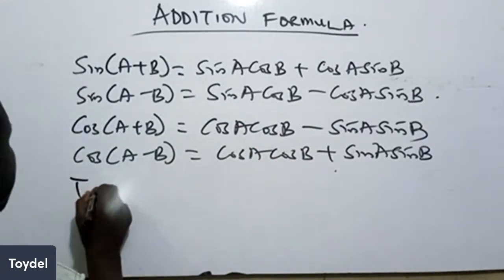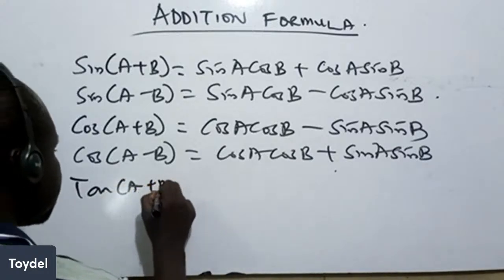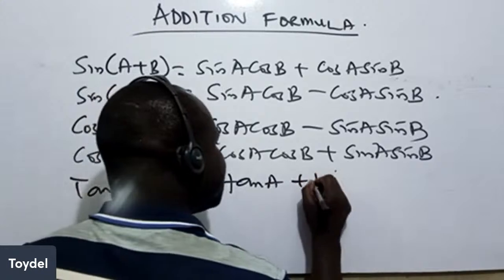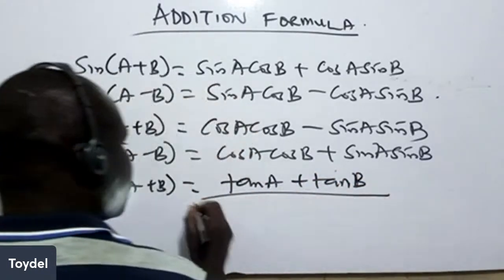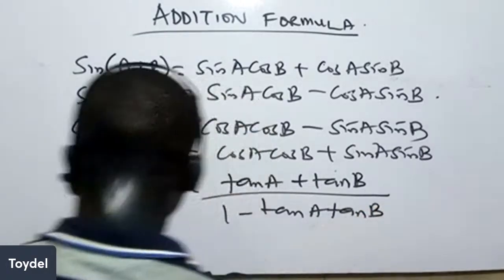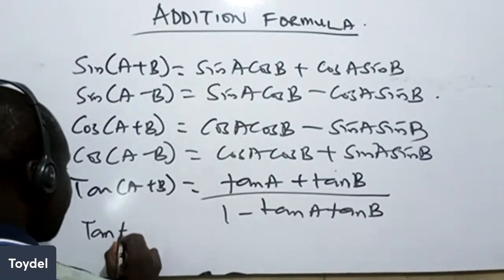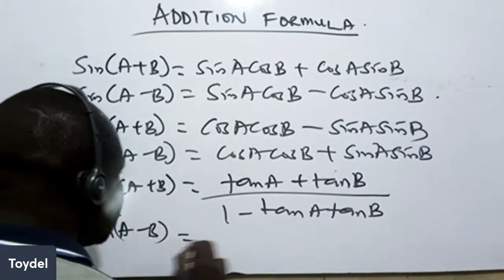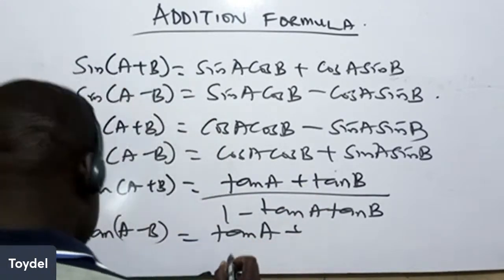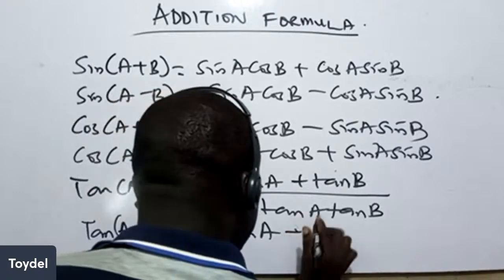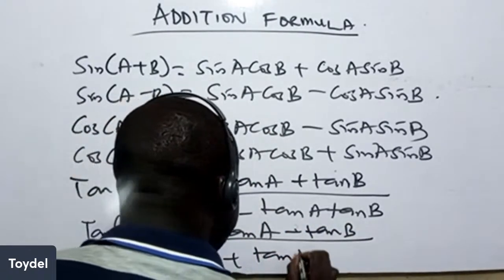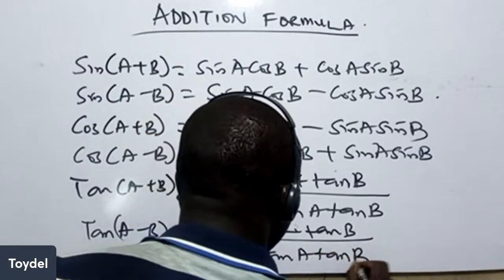Then the last one that we're going to talk about is tan A plus B. Tan A plus B will give us tan A plus tan B all over 1 minus tan A tan B. Then for tan A minus B, just change the sign. It will be tan A minus tan B all over 1 plus tan A tan B. So that's what you get.